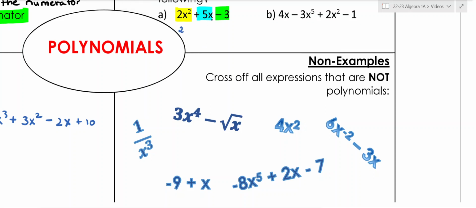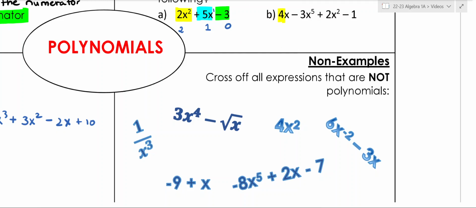Right, looking at 5x. 5x only has a single variable, x. And if you look at the exponent, because we don't write anything, that's an understood 1. So the degree for this one is going to be 1. Understood 1 right there. Negative 3 has no variable, so the degree is going to be 0. So all constants have a degree of 0.